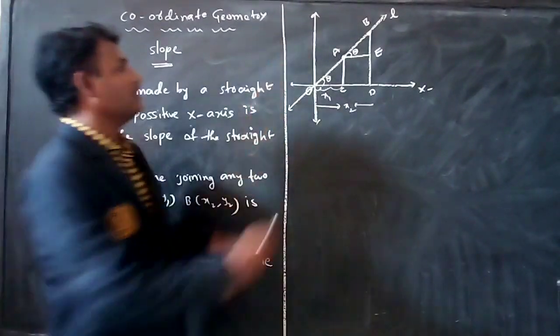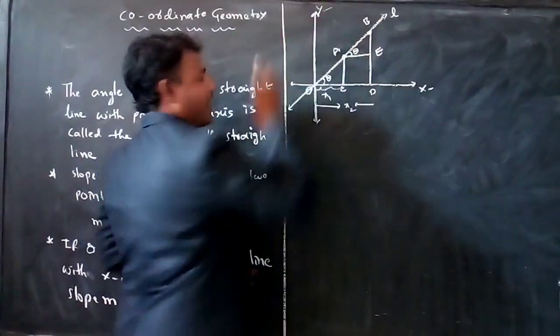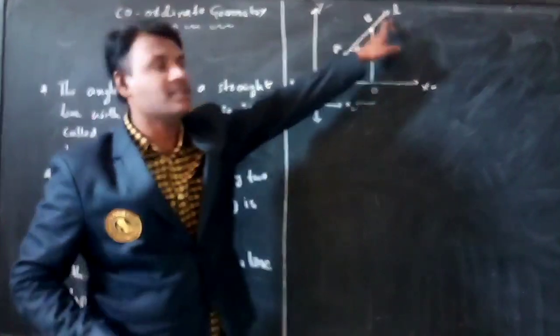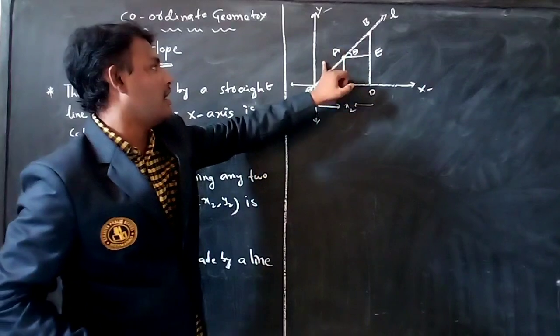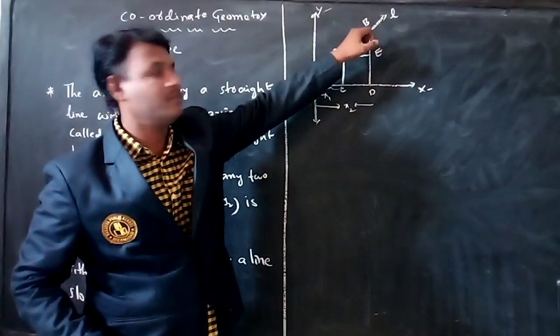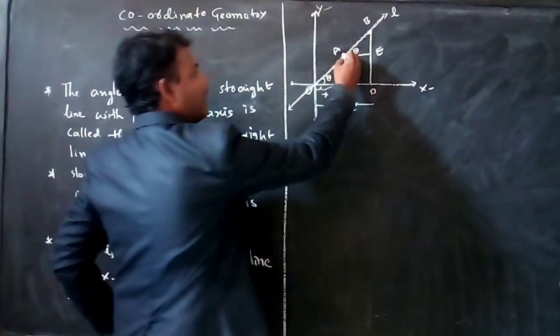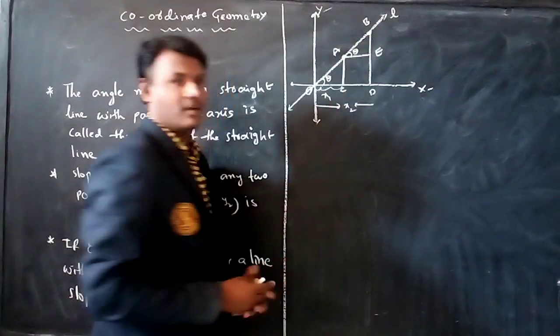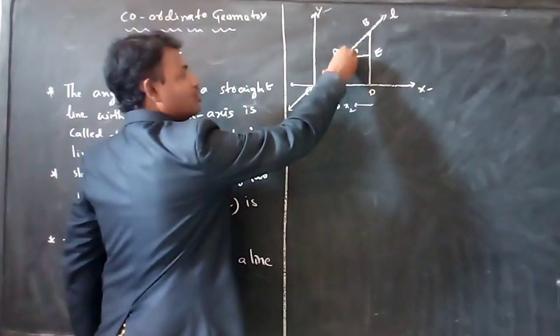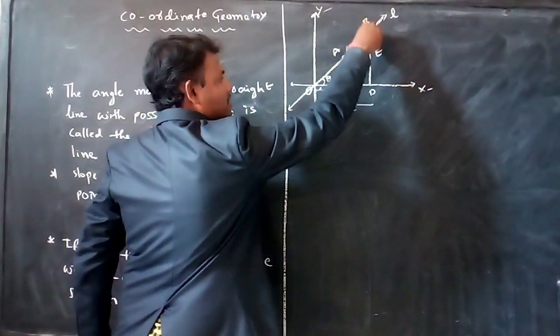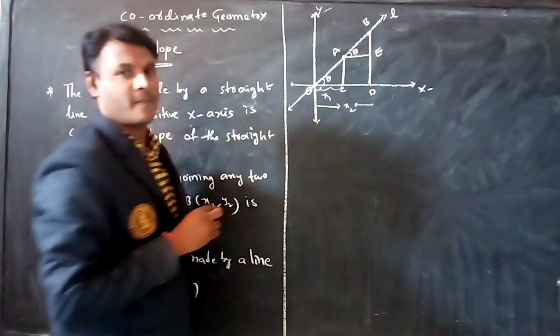See here, I took the x-axis and y-axis, and L is a straight line. I took two points A and B on L. Then I need the slope of AB. Okay, now draw two perpendicular lines through A and B.